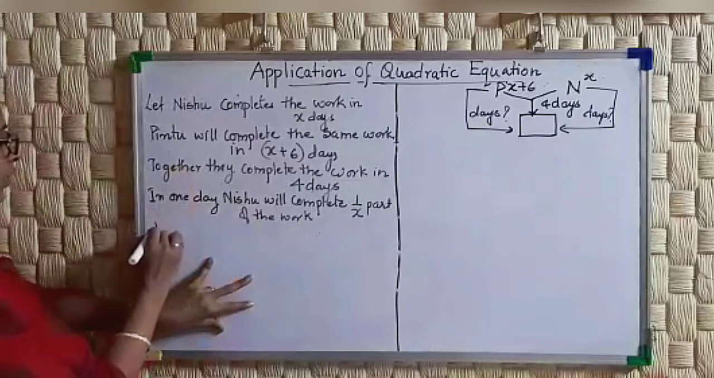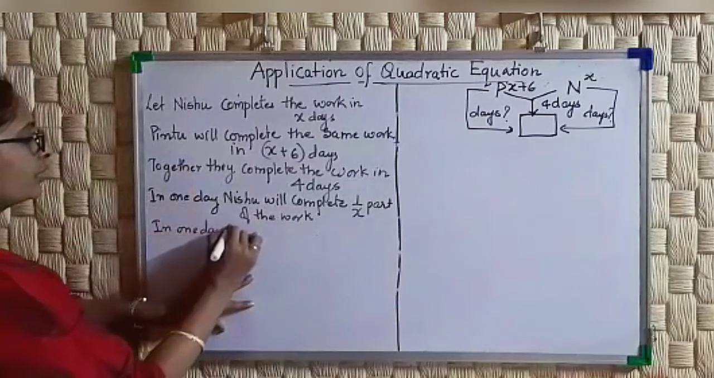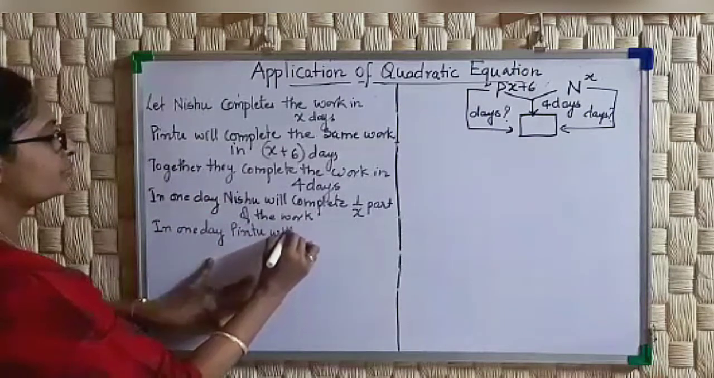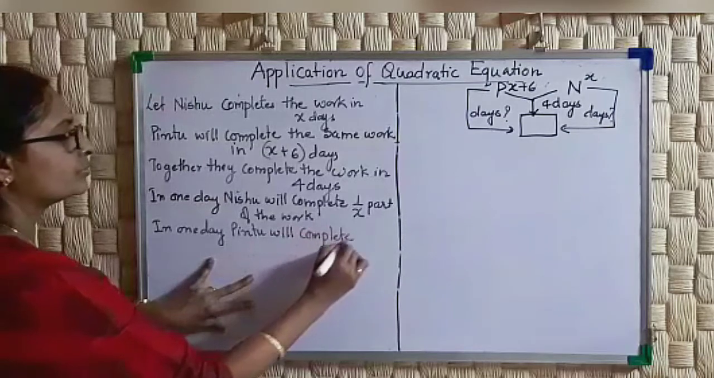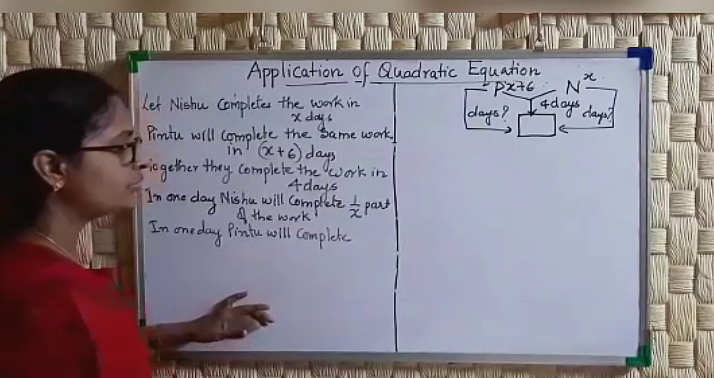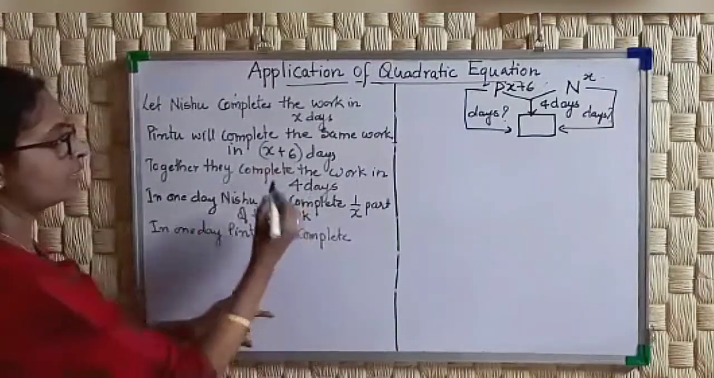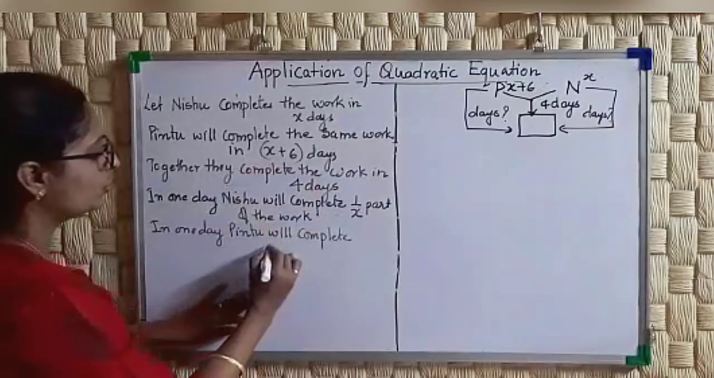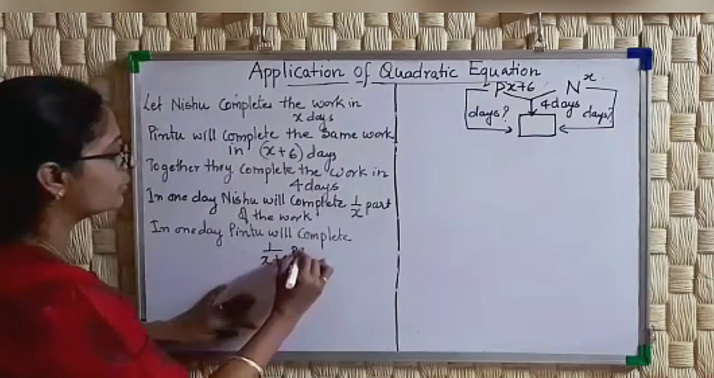Similarly, in 1 day, Pintu will complete 1 upon x plus 6. Since he takes x plus 6 days to complete the work, he will be able to complete 1 upon x plus 6 part of the work.